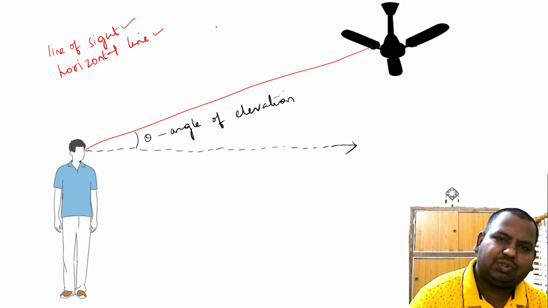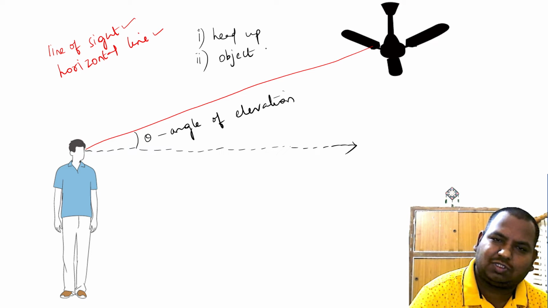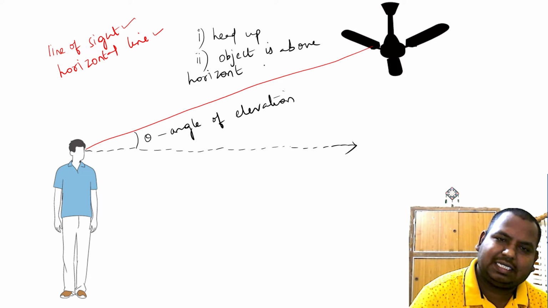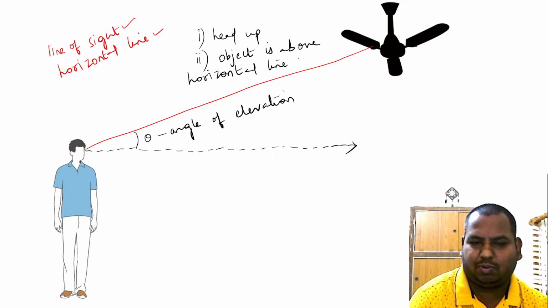Here you should remember two things. One is, in case of angle of elevation, the person will be raising the head up. The second thing is the object is above the horizontal line. In case of angle of elevation, the object is above the horizontal line, or you can say horizontal level also, no problem.